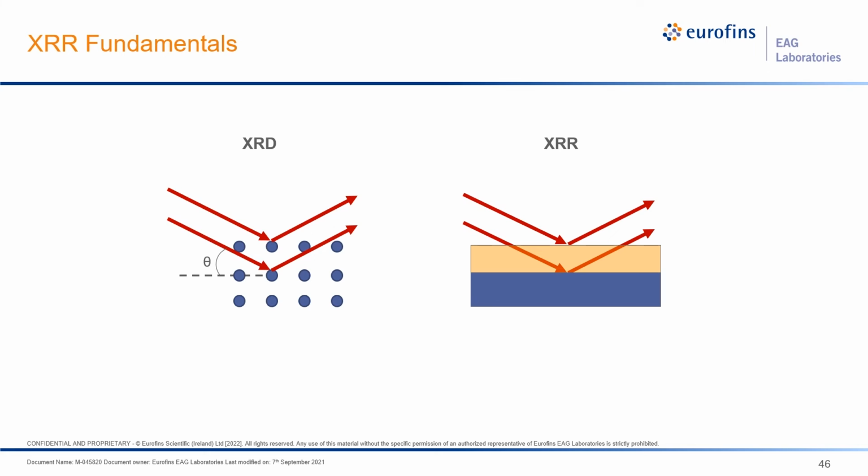A key feature that sets us apart from XRD is that the film can be amorphous or crystalline, and no prior knowledge or assumptions regarding the optical properties of the films are required, unlike something like optical ellipsometry.